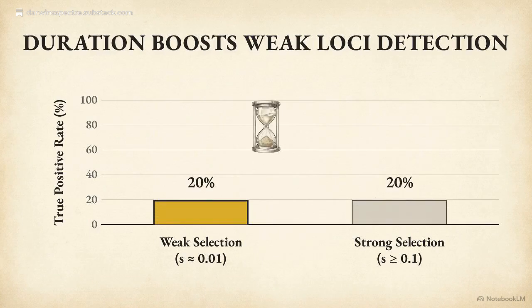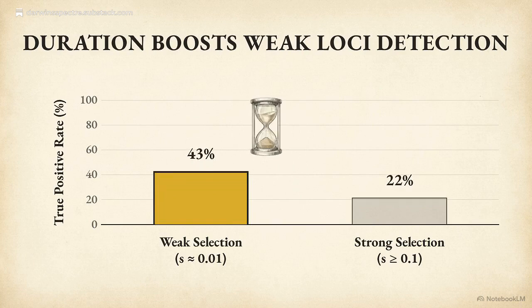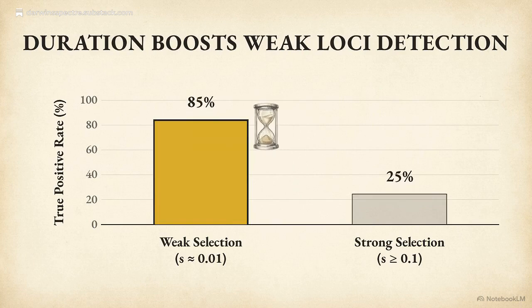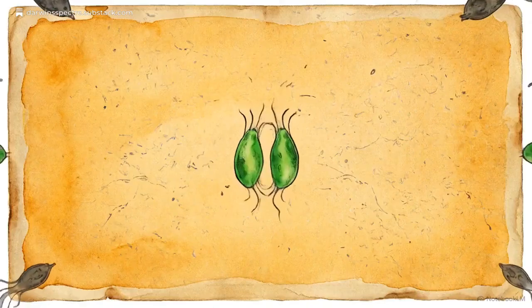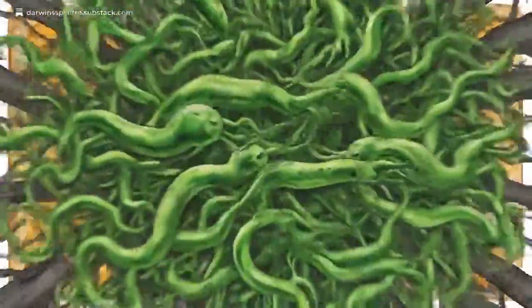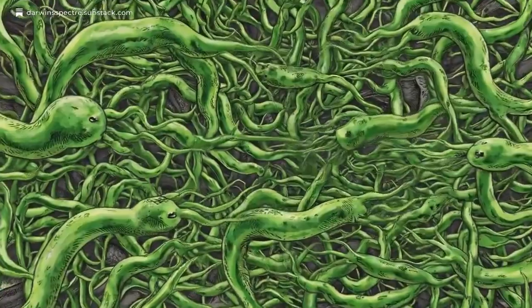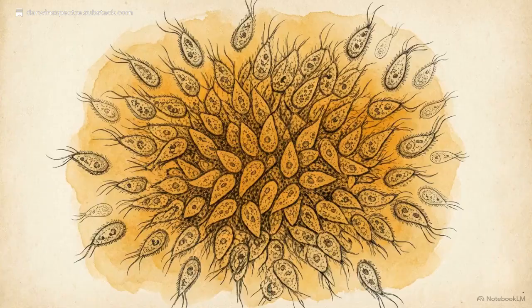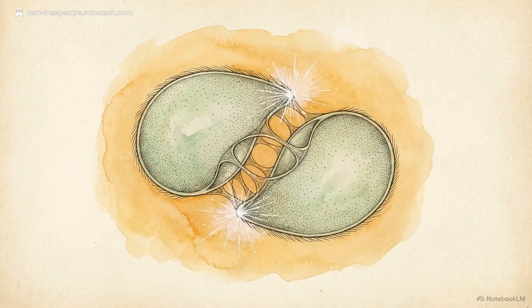The duration effect is significantly more pronounced for weakly selected loci than for strongly selected ones. Strong selection is efficient. It drives advantageous haplotypes to fixation rapidly, closing the window of time required for recombination to act. Conversely, weakly selected alleles take far longer to sweep through a population. This prolonged timeline gives recombination the opportunity to break the linkage disequilibrium.